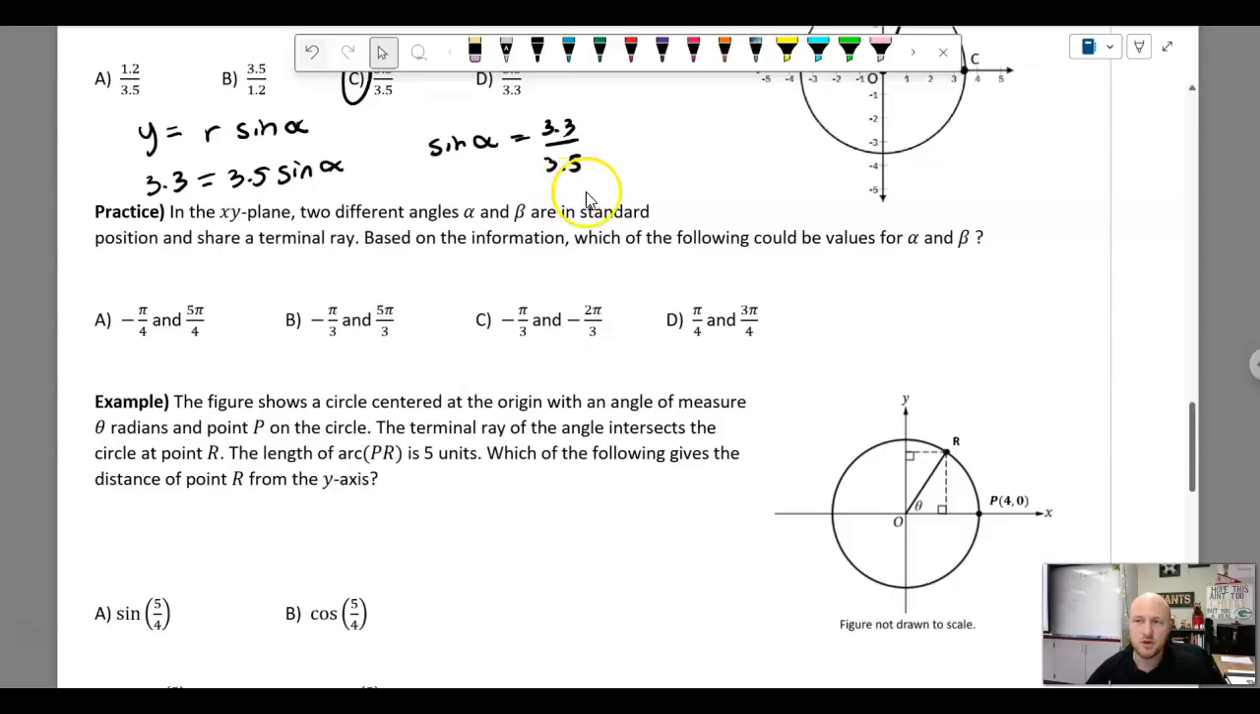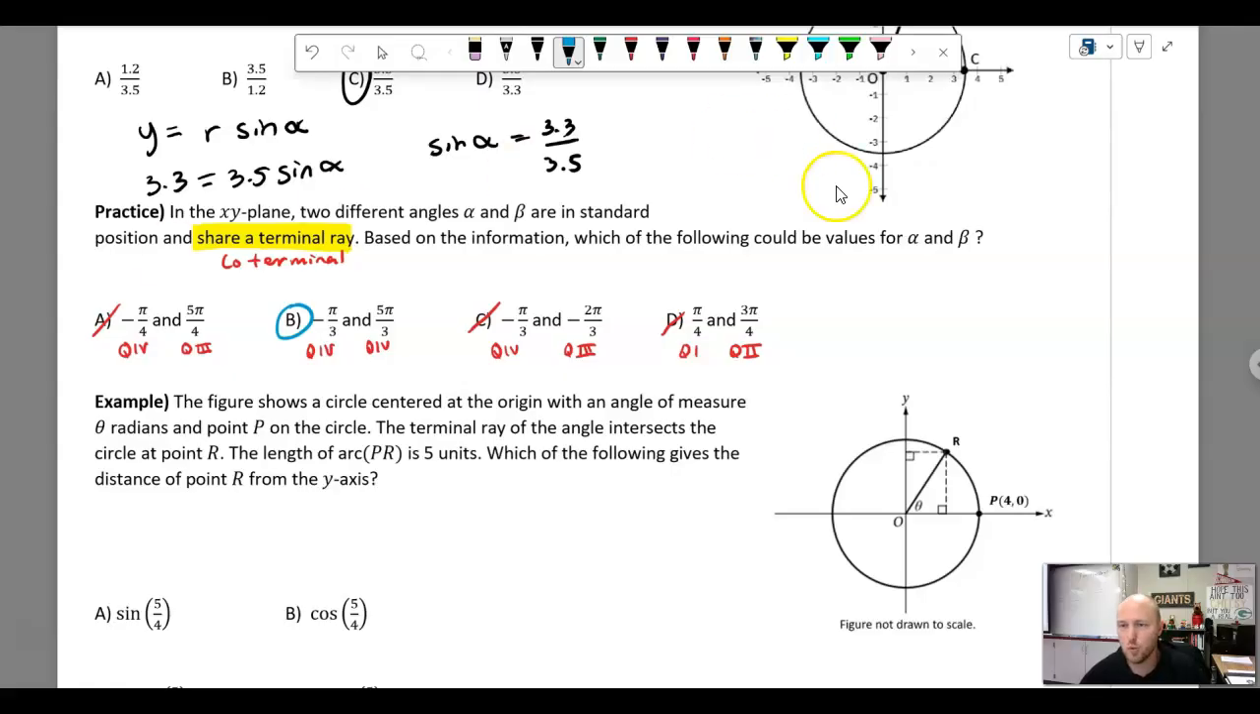In the xy plane, two different angles, alpha and beta, are in standard position and share a terminal ray. Based on the information, which of the values could be the angles for alpha and beta? Go ahead, pause me, try this one. Okay, answer is B. They're essentially asking us which of these angles are coterminal. That's what they want to know.